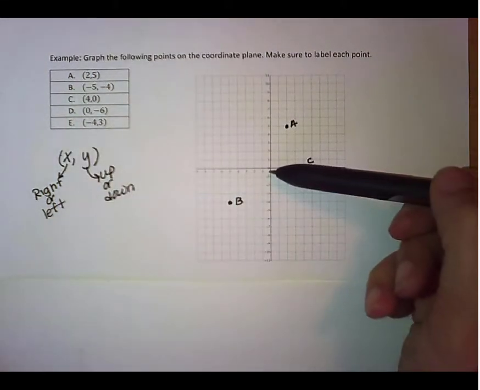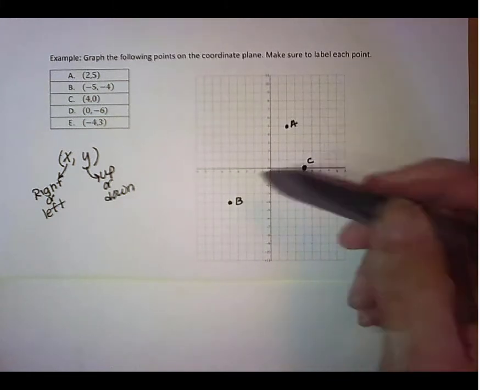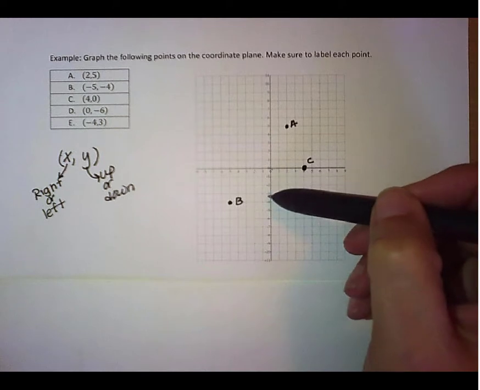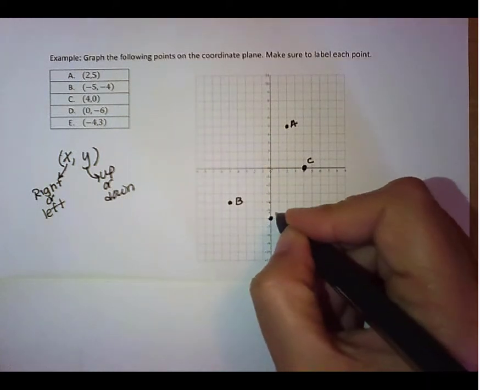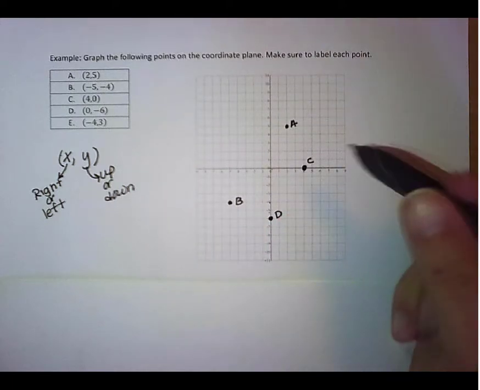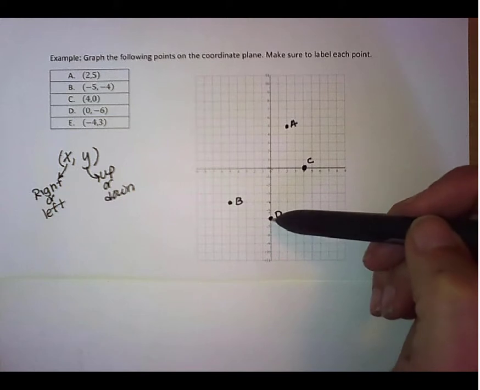So let's look at point D. Point D says our x is 0, which means we're not going to move left or right, but we are going to go down 6. So 1, 2, 3, 4, 5, 6. Here's our point D. Again, we're going to label that. And again, he is on the y-axis. Since he's on our vertical axis, he's not actually considered to be inside a quadrant.